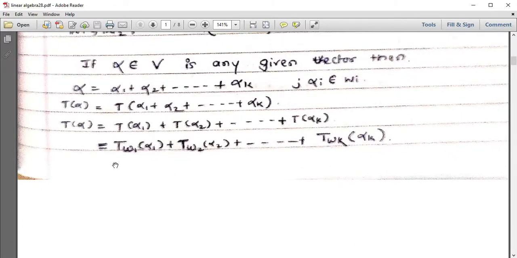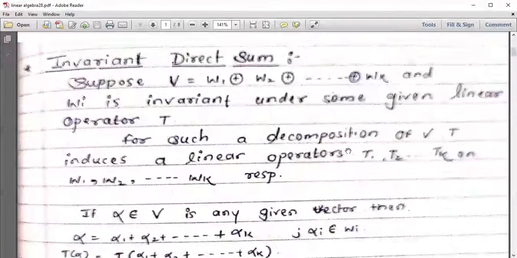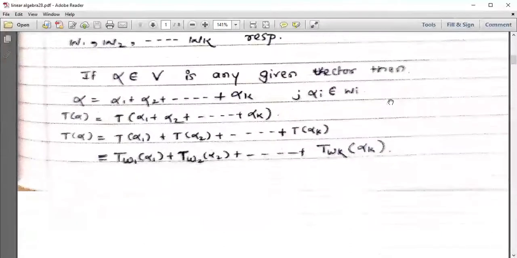This is how T induces linear operators T of W1, T of W2 up to T of Wk. This is the definition of invariant direct sum. Here all Wi are invariant under T. The definition is the same as the direct sum, and the word invariant comes in because all these subspaces are invariant under T. Now the next theorem.